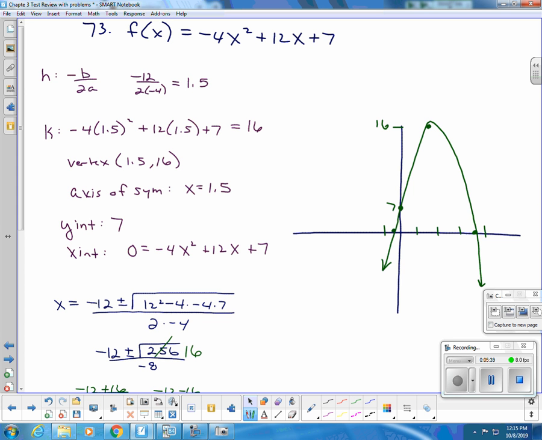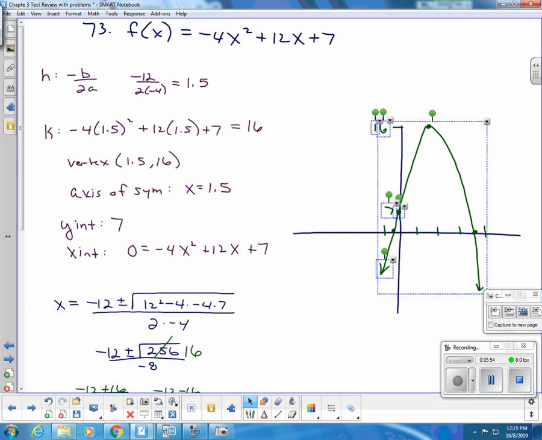Oh, but is there a max? Yes. What is the max? 16, right? But you should be able to tell if it's opening up or down. Sorry, I didn't go over that. You guys are good with that, though? Yeah. It opens down, obviously. All right.